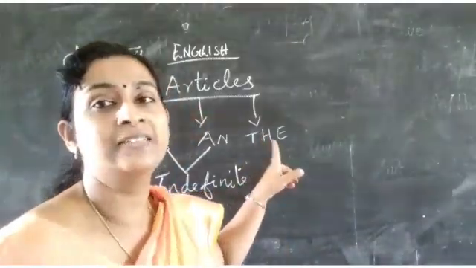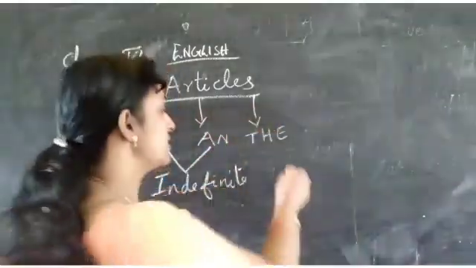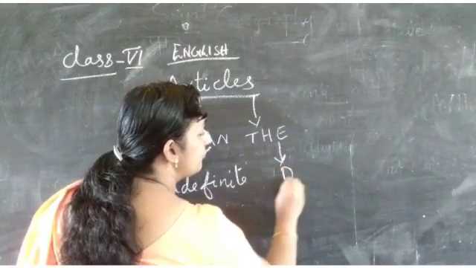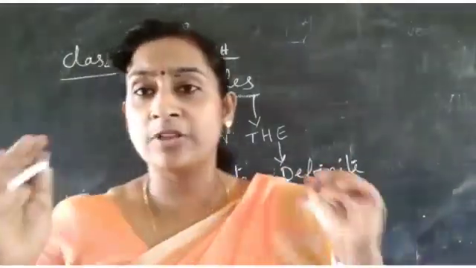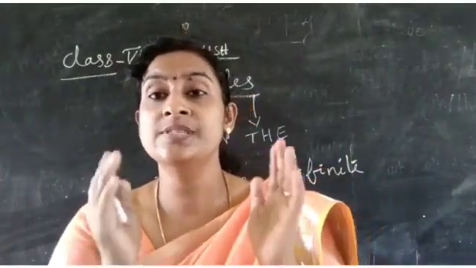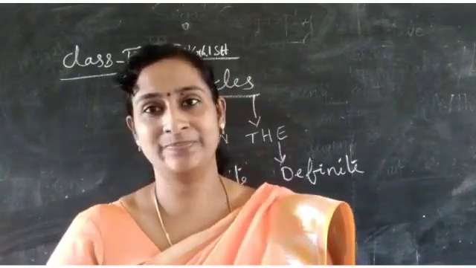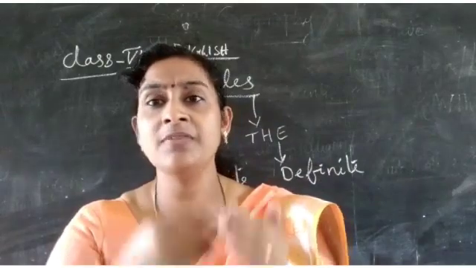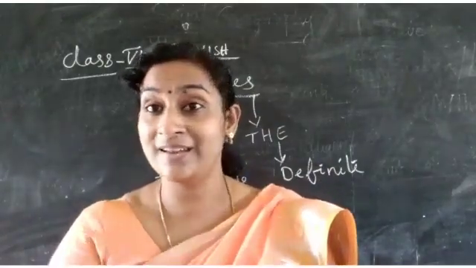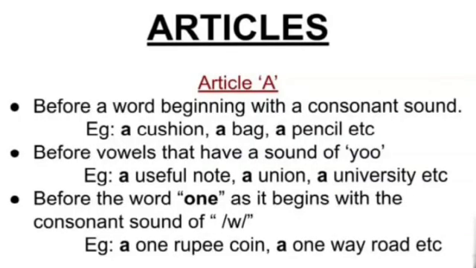Definite article is the, because it specifies particular person or thing. One more thing, articles are used before nouns. So there are some rules when we use article A, when we use article an and when we use article the. Let's see it now. First of all, let's see the use of article A.